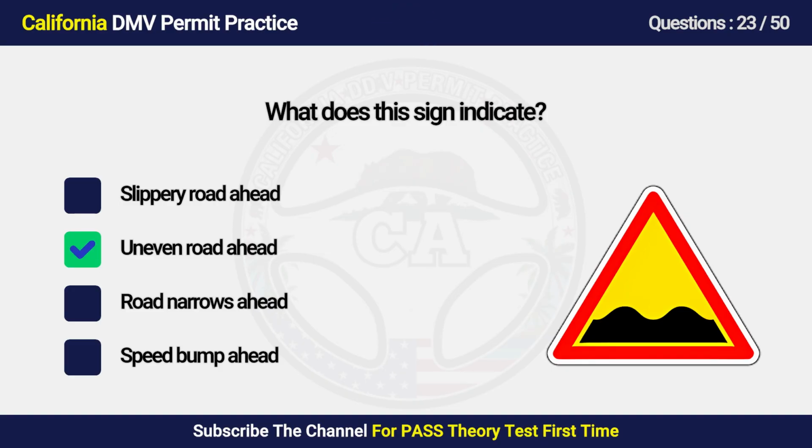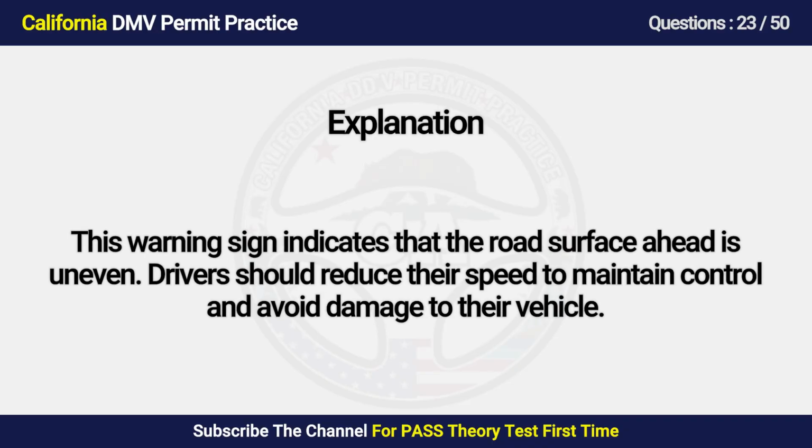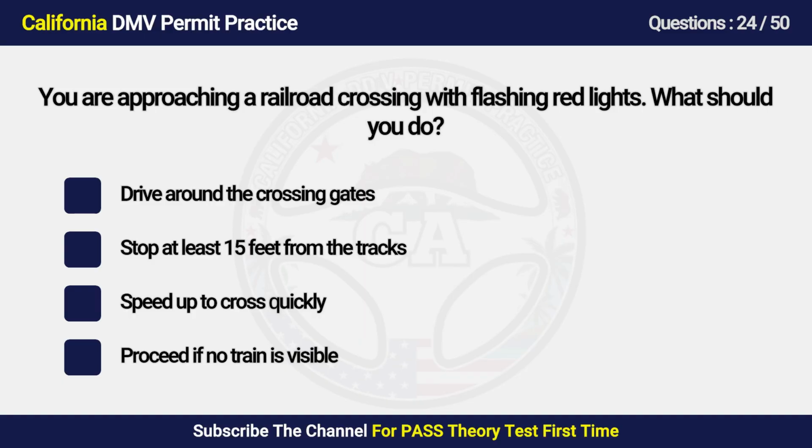Answer is B. Uneven road ahead. This warning sign indicates that the road surface ahead is uneven. Drivers should reduce their speed to maintain control and avoid damage to their vehicle. Question 24. You are approaching a railroad crossing with flashing red lights. What should you do? A. Drive around the crossing gates. B. Stop at least 15 feet from the tracks. C. Speed up to cross quickly. D. Proceed if no train is visible.